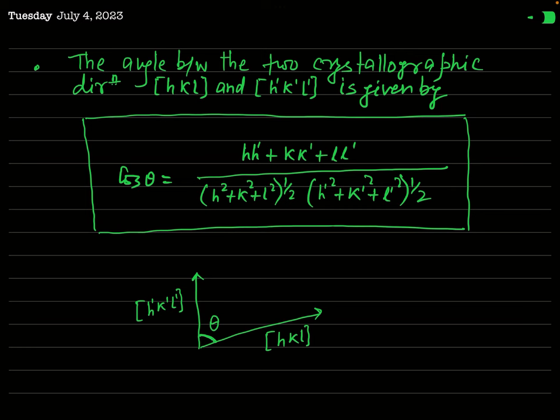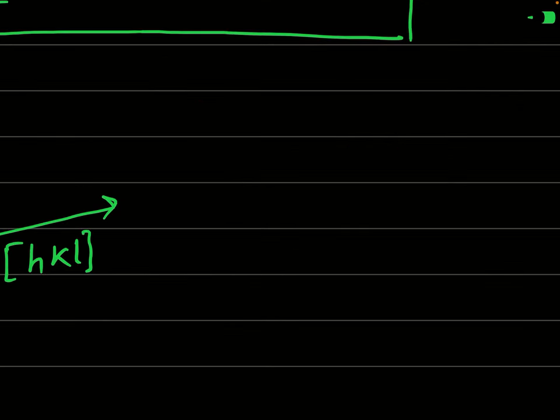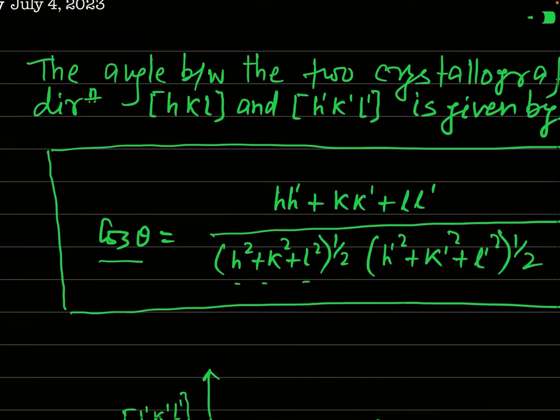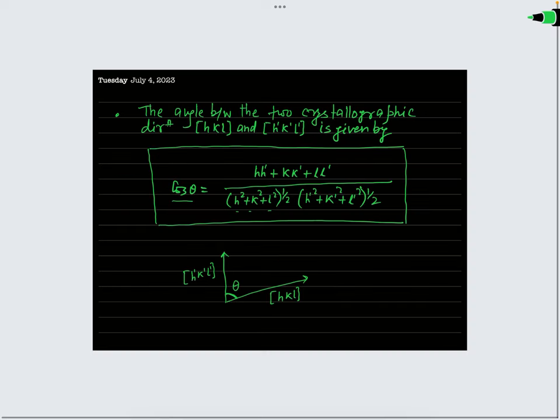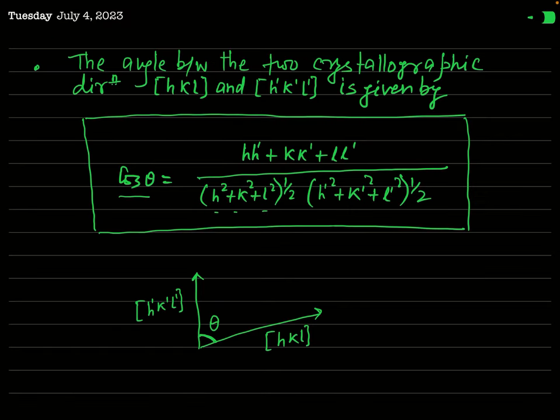You should remember it. The cosine of this angle theta, that is cos theta, is given by HH dashed plus KK dashed plus LL dashed over a square root of H square plus K square plus L square, times a square root of H dashed square plus K dashed square plus L dashed square. So remember this formula for finding the angle between the two crystallographic directions, which are represented by HKL and H dashed, K dashed, L dashed.